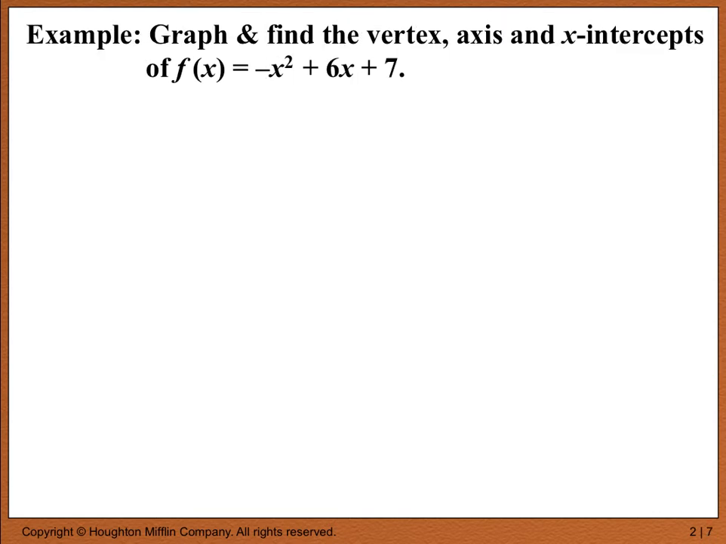Graph and find the vertex, axis, and x-intercepts of f of x equals -x squared plus 6x plus 7. Okay, so now you know enough to do this problem on your own. Some of it draws a tiny bit on chapter 1, finding x-intercepts, but you also learned that in Algebra 2. So pause the video, do this completely on your own, and then resume when you are finished.